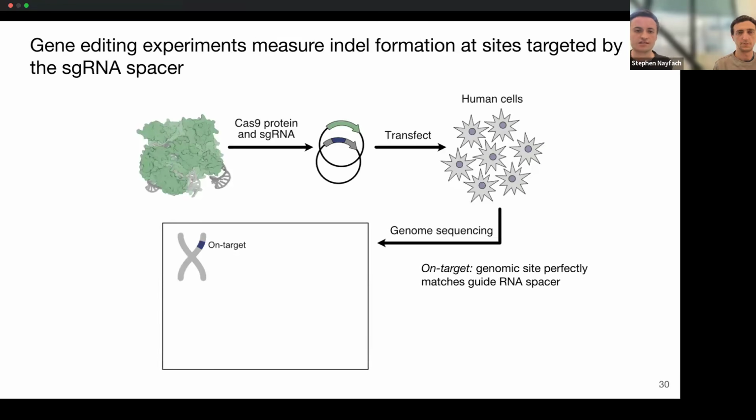Once we have these proteins, of which we selected about 200 total, the gene editing experiment looks something like this. So we have the protein and the guide RNA. We put those into separate plasmids and transfect those into human cells. We can then sequence the genome and look and see if editing has happened. So in this case, we're looking for on-target editing. So these are cases where the genomic site perfectly matches with the guide RNA spacer. And we expect to see editing at that site when we sequence the genome.